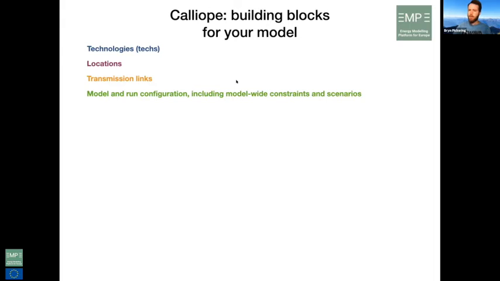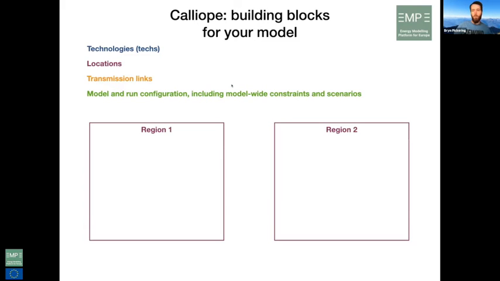So when we have these building blocks and we want to describe a system using them, we might start by thinking about the regions that we have in our model. In this instance, we have region 1 and we have region 2. And within those, we would probably say we have some kind of demand for electricity. We could have demand for literally anything, and usually that demand follows some kind of time series that we've stored in a CSV file.